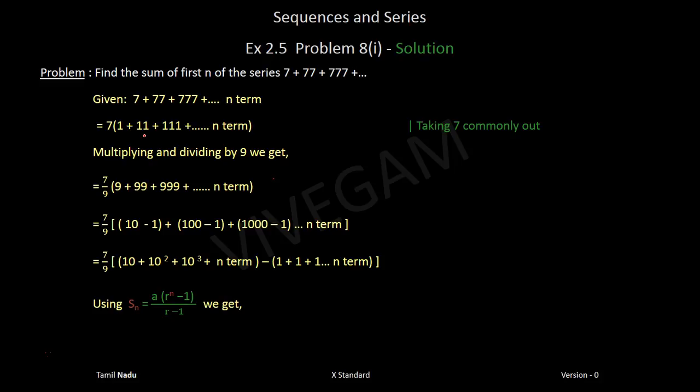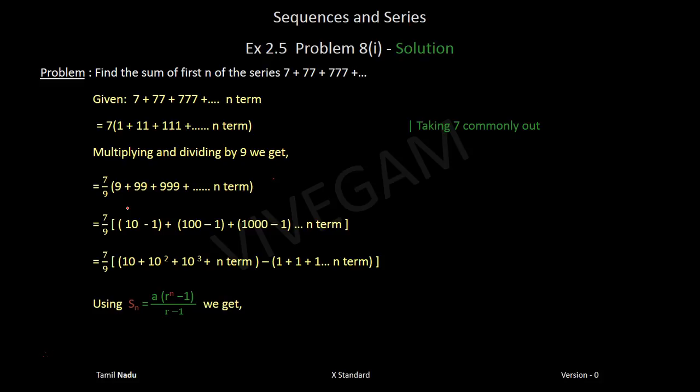So multiply and divide this by 9. So it will become 7 into 9 by 9. The 9 you take inside, and keep the denominator 9 out. So it will become 9 into 1 is 9, 99, 999. You got it? We are multiplying and dividing it by 9, so that is into 9 by 9. The bottom 9 I am carrying here, so it becomes 7 by 9, and the numerator 9 I am taking inside, so it becomes 9 into 1, 9 into 11, 9 into 111.